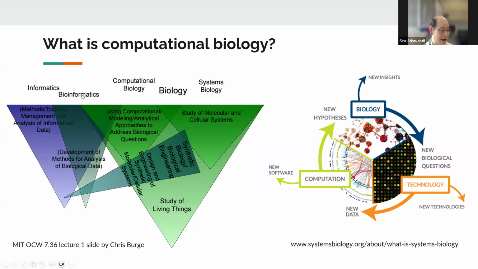And then we have bioinformatics, where it focuses mostly on algorithms. How do we optimize the sequence alignment techniques? How do we make it faster? How do we make it more accurate? The focus is on the algorithm.